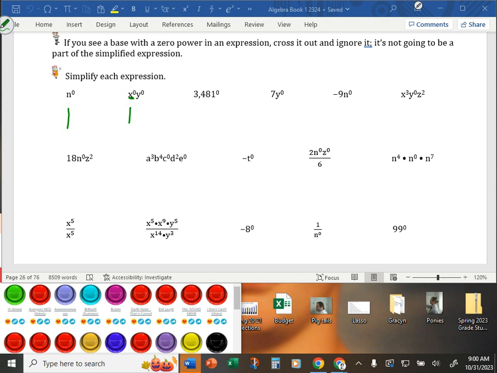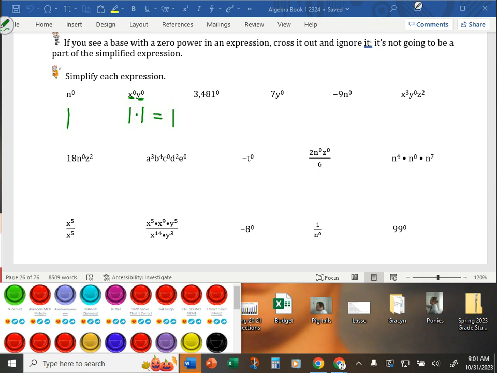This base of x to the 0 equals 1. This base of y to the 0 equals 1. And what operation is in between them? Multiplication. We're multiplying, right? And so 1 times 1 equals 1. Okay?